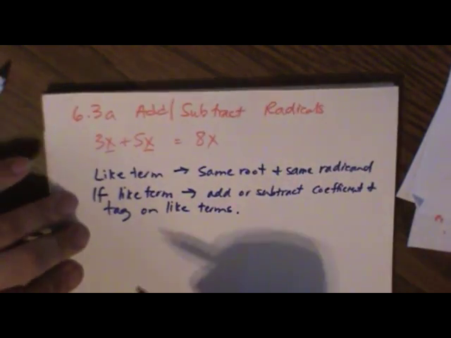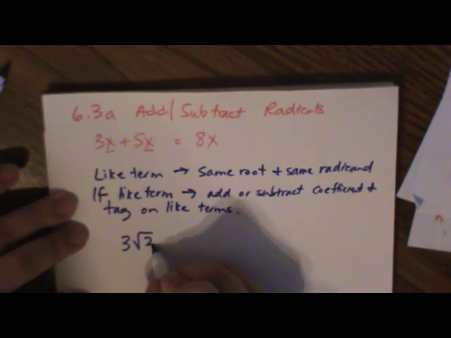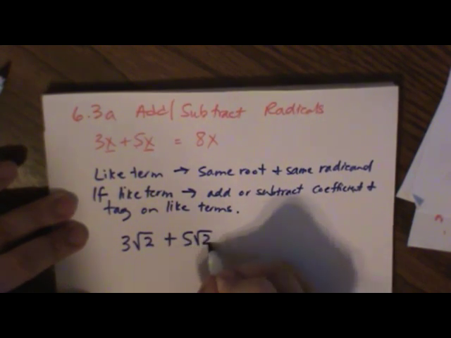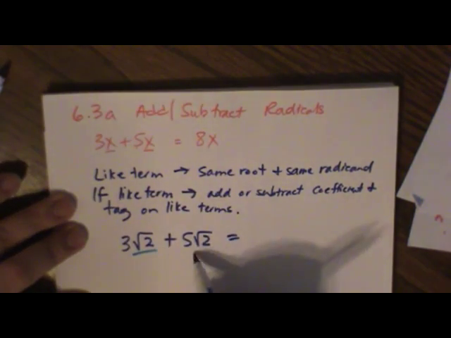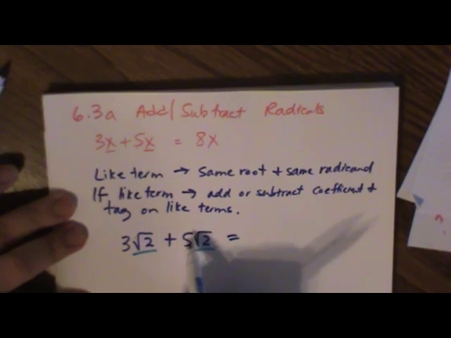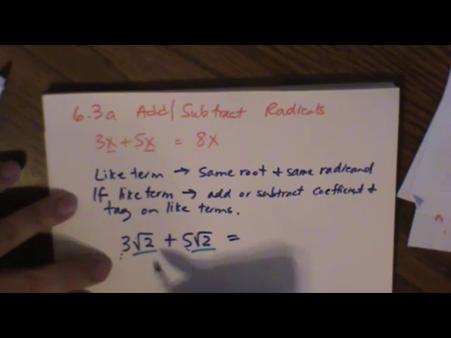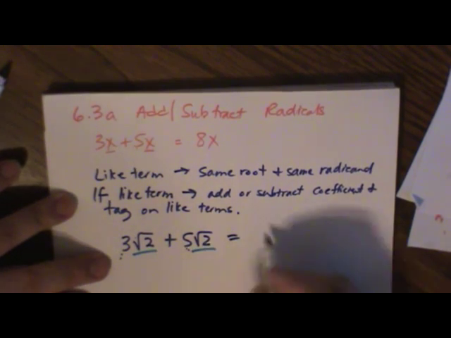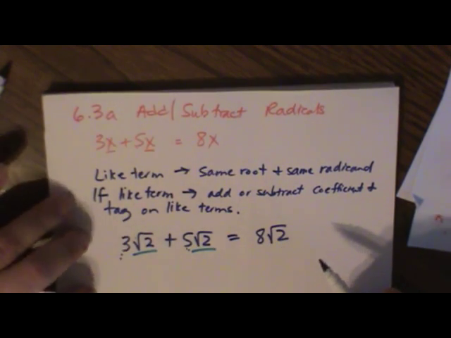Okay, so for instance, 3 square root of 2 plus 5 square root of 2 would equal, since we have the same root and the same radicand, we can take the coefficients in front and add them. And we get 8 square root of 2.